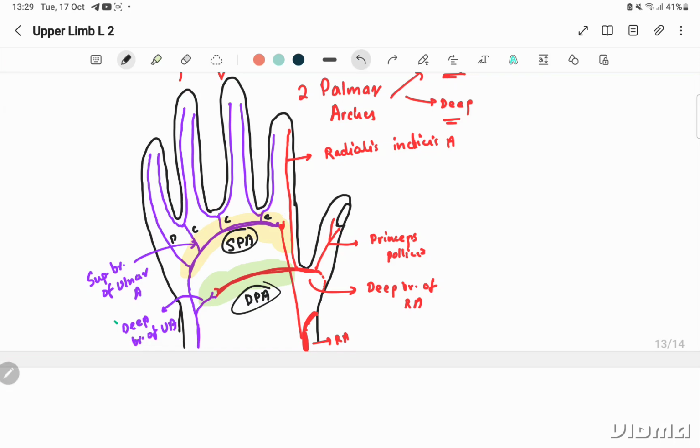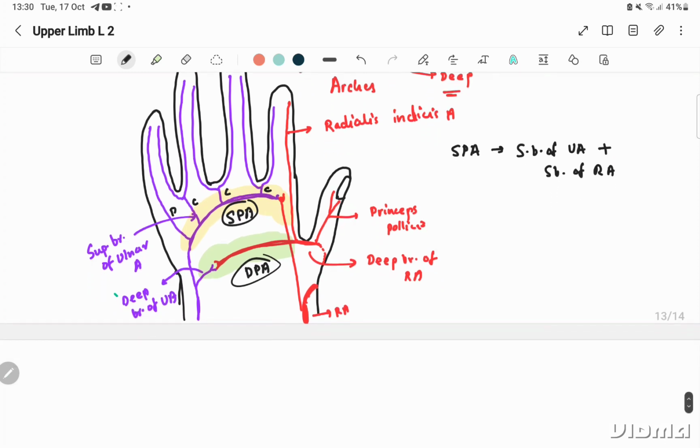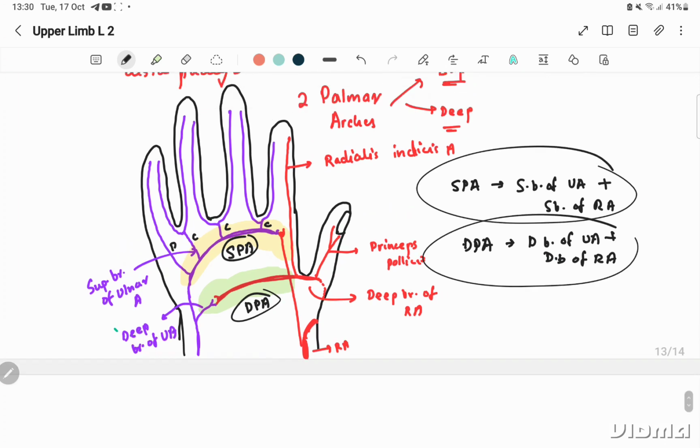And for the index finger, radialis indicis is an artery which is a branch of radial artery, and the princeps pollicis also is a branch of radial artery itself. So superficial palmar arch is formed by the superficial branch of ulnar artery plus the superficial branch of radial artery. And the deep palmar arch is formed by the deep branch of ulnar artery plus the deep branch of radial artery.